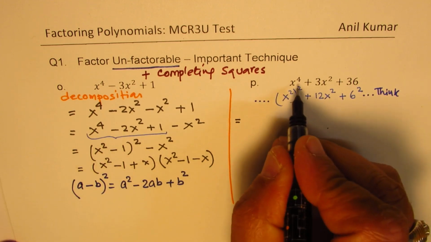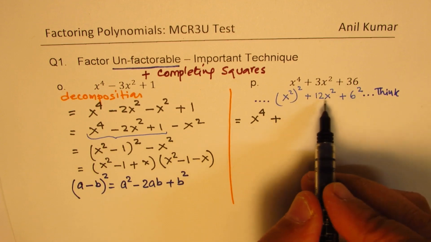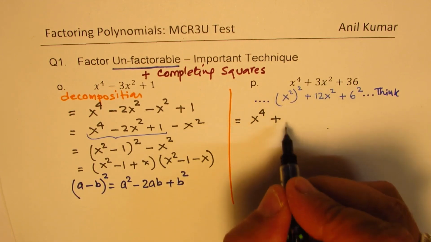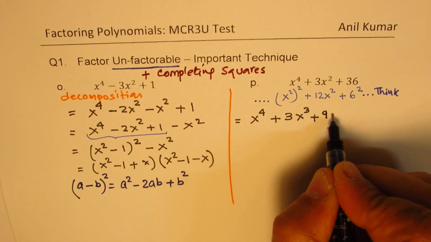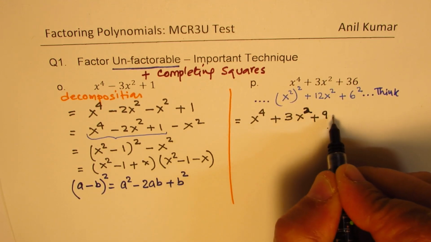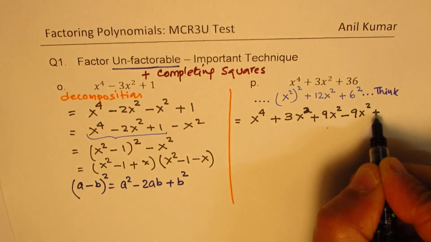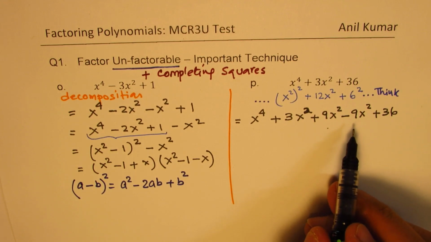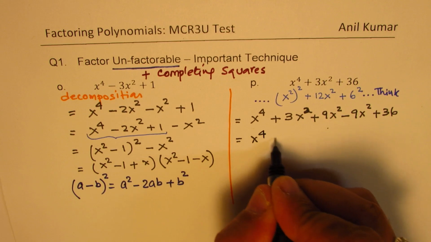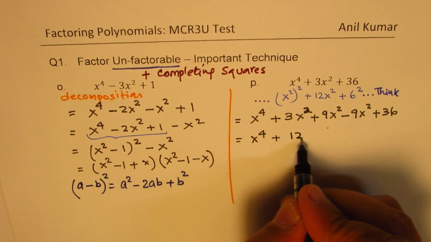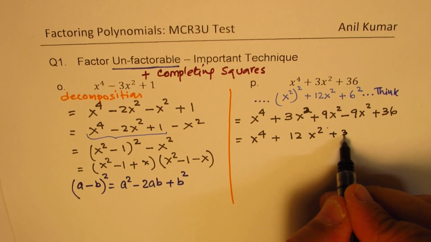So the technique follows. What I'm going to do here is write this as x to the power of 4 plus, we want 12x squared, right? So we already have 3x squared. We are going to add 9x squared and subtract 9x squared. Do you see this? To make it 12. So we get x to the power of 4 plus 9 plus 3 is 12, 12x squared. We'll keep this 9x squared separate.